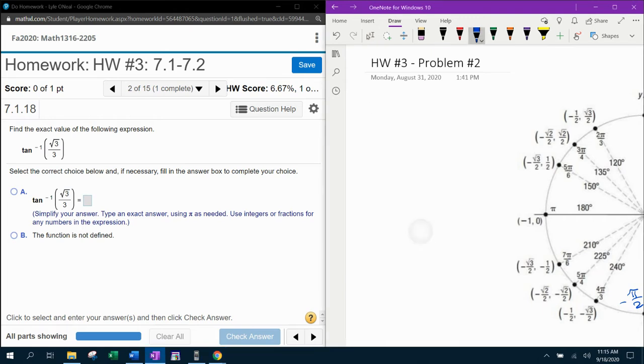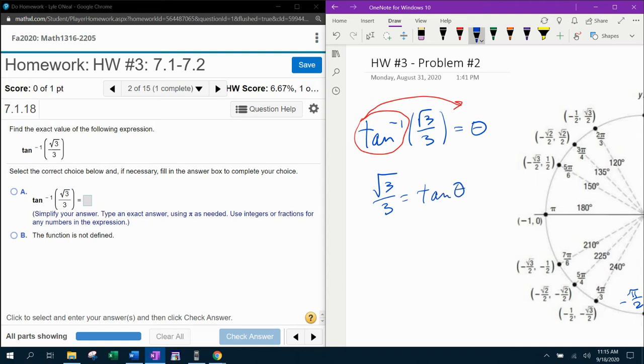So in this problem, we have the inverse tangent of square root of 3 over 3. And remember that an inverse trig function produces an angle. So we're going to set that equal to theta. And then we're going to take the inverse tangent to the other side. And that's going to turn that into regular tangent.